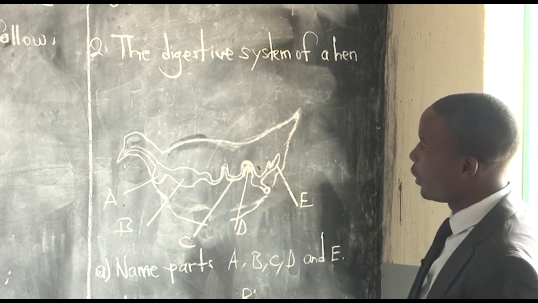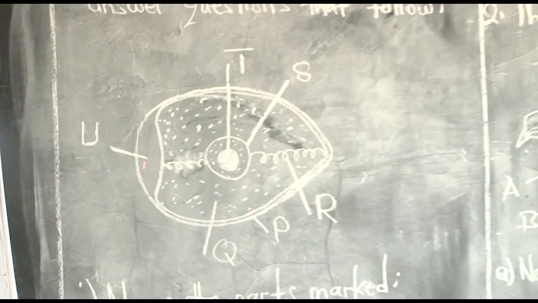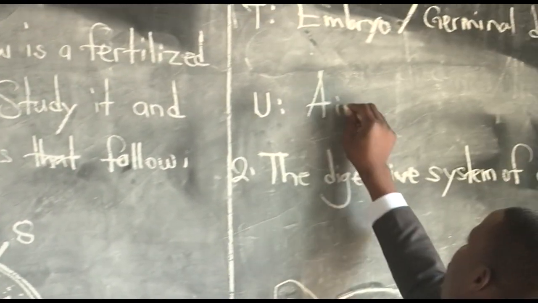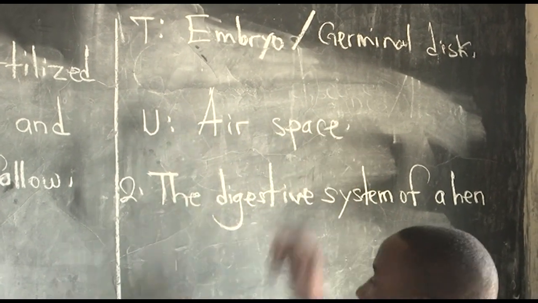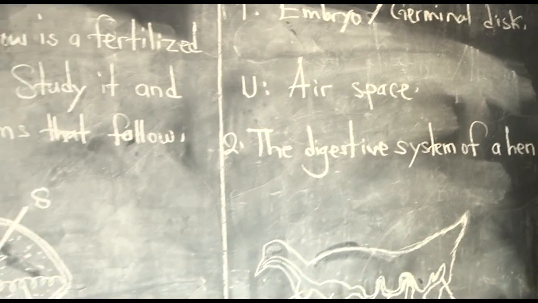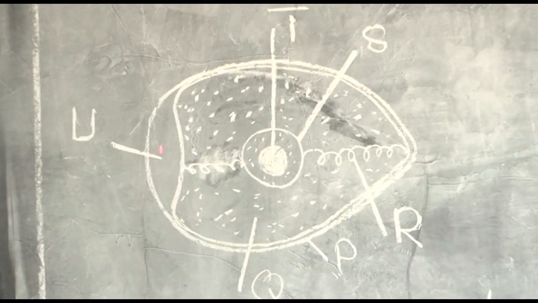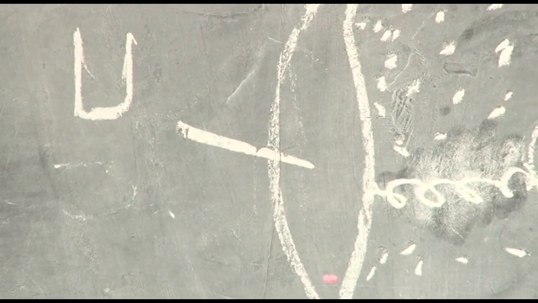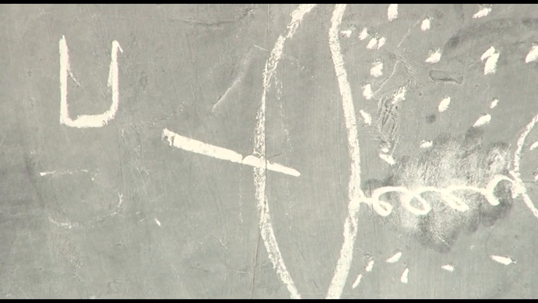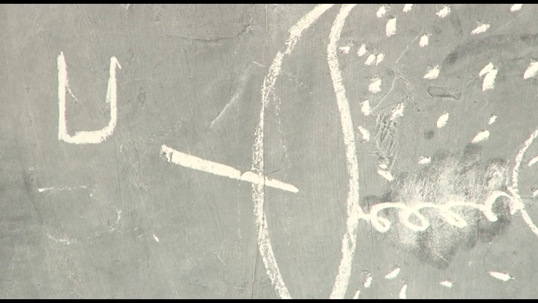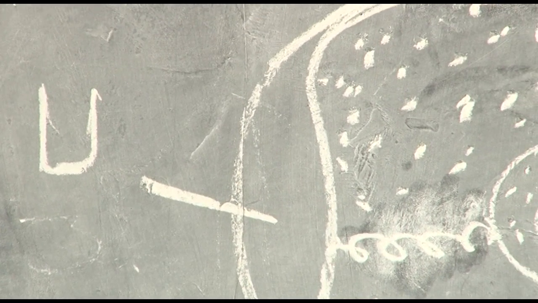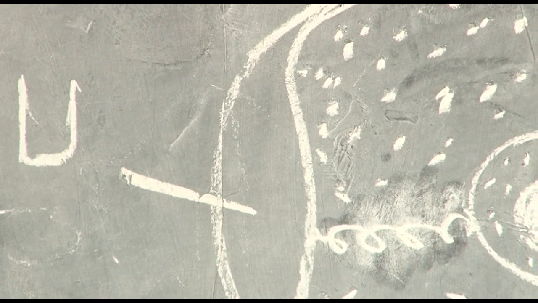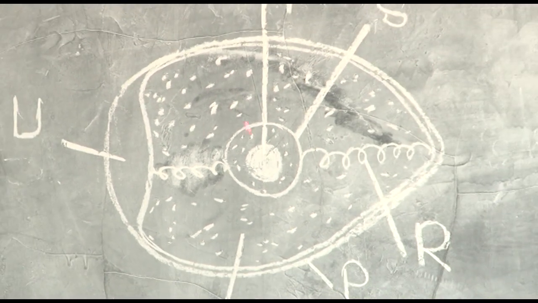Then let's go to part U. Part U from the diagram here is this space here, okay? This is simply called airspace. If you look at the function, majorly, this provides or contains fresh air for the egg, like majorly oxygen. So this is a very important note. You can say it provides fresh air to the egg. Remember this is very important. You can be asked to name the parts and their functions. Yes, we have looked at that.